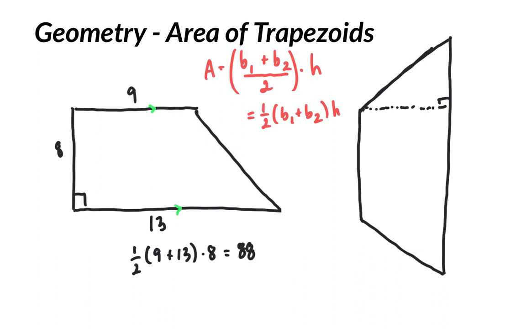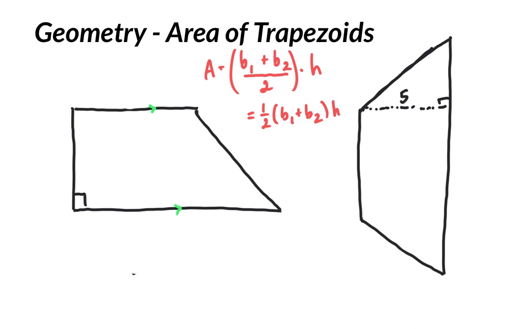Again, what this accomplishes, this part, this 1/2 (9 plus 13), it finds almost an average base length. So it comes out here to like 11 units in and says, I'm just going to draw a rectangle like that. So this finds that average base, and then we multiply by the height.